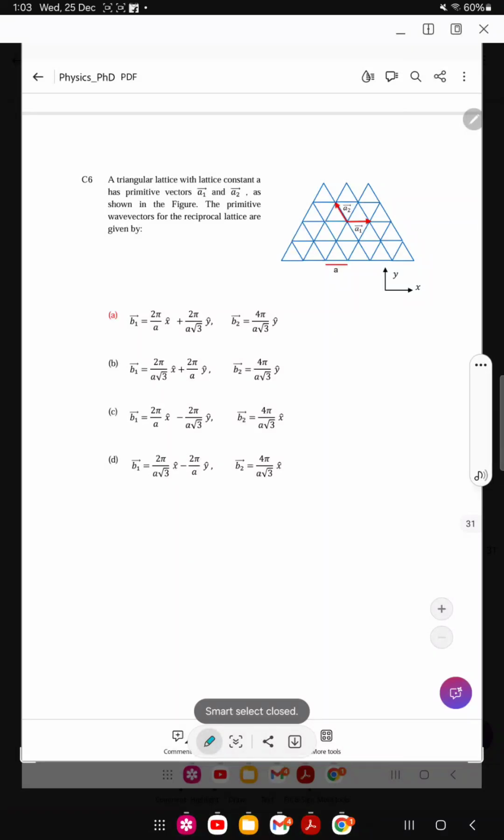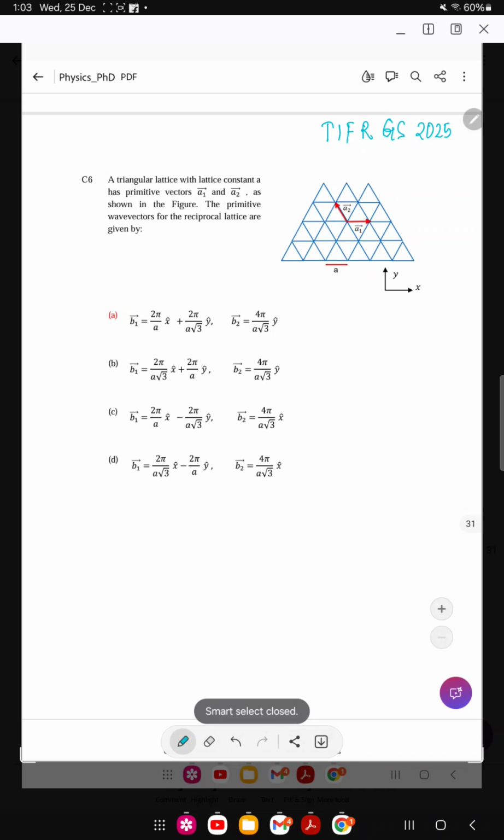Today we are going to solve one question asked in TIFR GS 2025. This question is from solid state physics, one of the fundamental questions in solid state physics. It talks about a triangular lattice with lattice constant a, which has primitive vectors a1 and a2 as shown in the figure. The figure is given on the right side of the question.